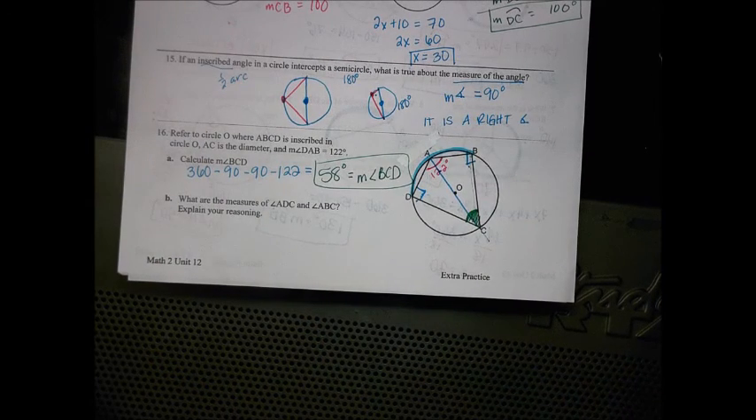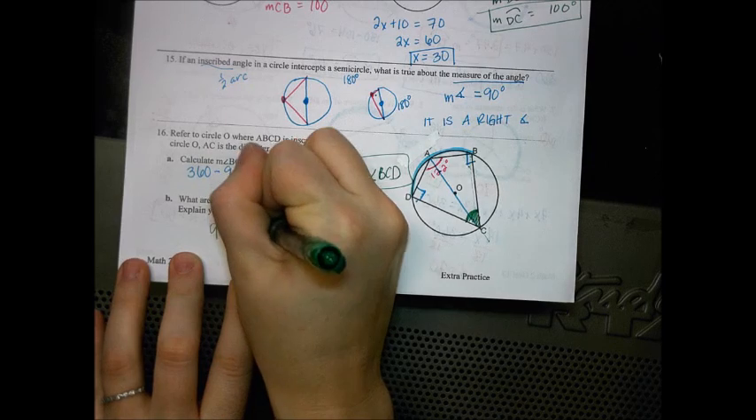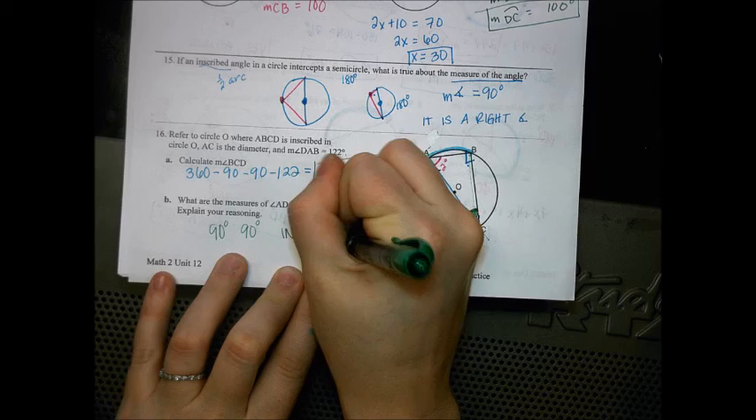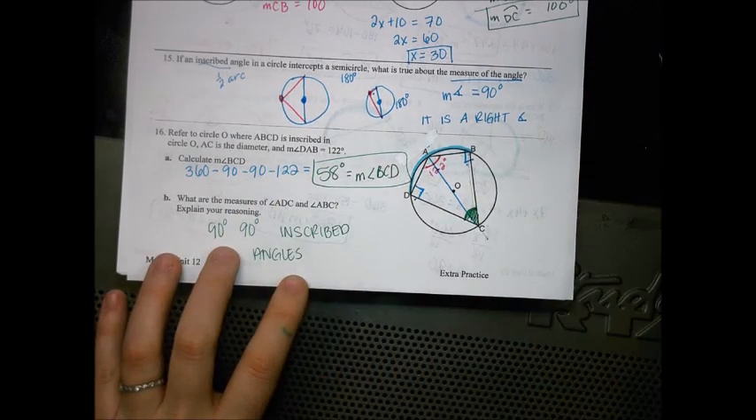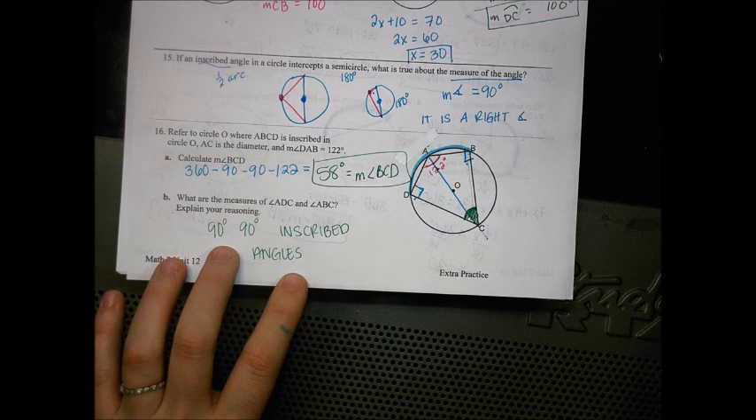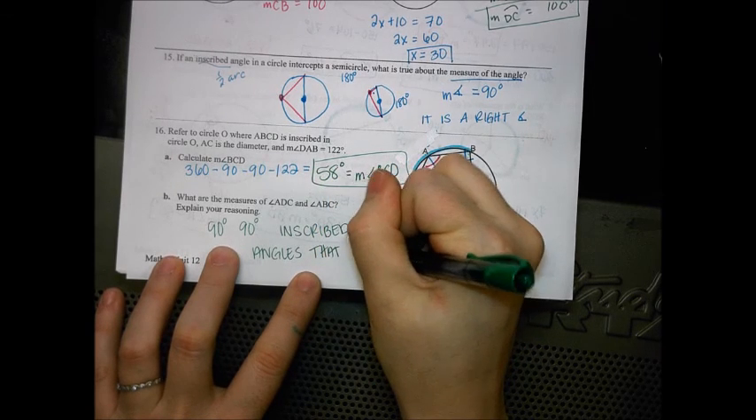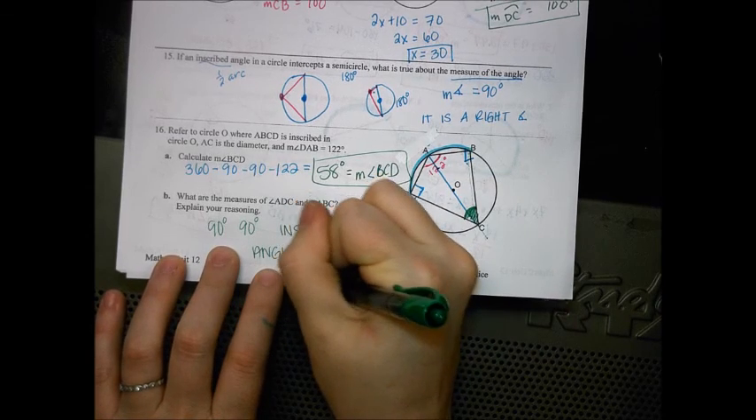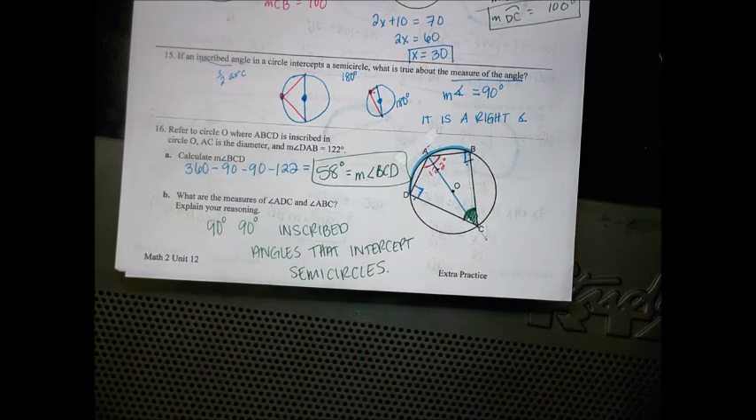What are the measures of ADC and ABC? Well, we already solved those. They're each 90 degrees because they are inscribed angles that intercept a semicircle, or semicircles. And that's the end of Unit 12 Extra Practice.